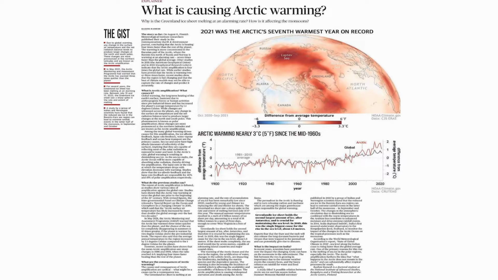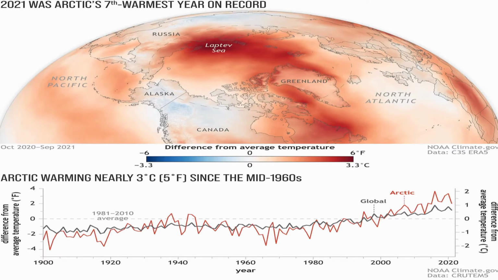So this is a news article that came up, asking what is causing the Arctic warming. Mainly the Greenland, an island which is full of ice sheet. Greenland ice sheet is retreating at an alarming rate, and how is it affecting the monsoon and several other climatological phenomena throughout the world. So let us look. This is the current aspect.